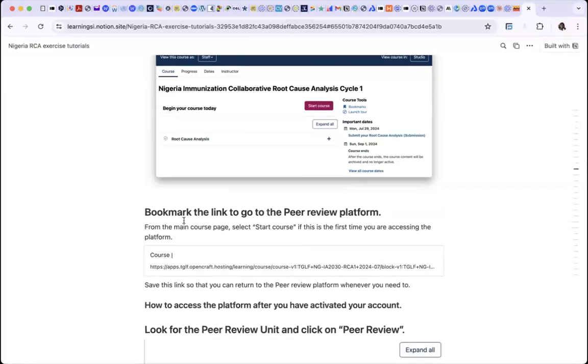You should bookmark the link on your browser. You should be able to see an icon that enables you to add the link to your favorites. On my computer, it is a little star. If you're using Google Chrome, there's a little star like this. You click on the star to bookmark the page, so that you can easily come back to it later on.